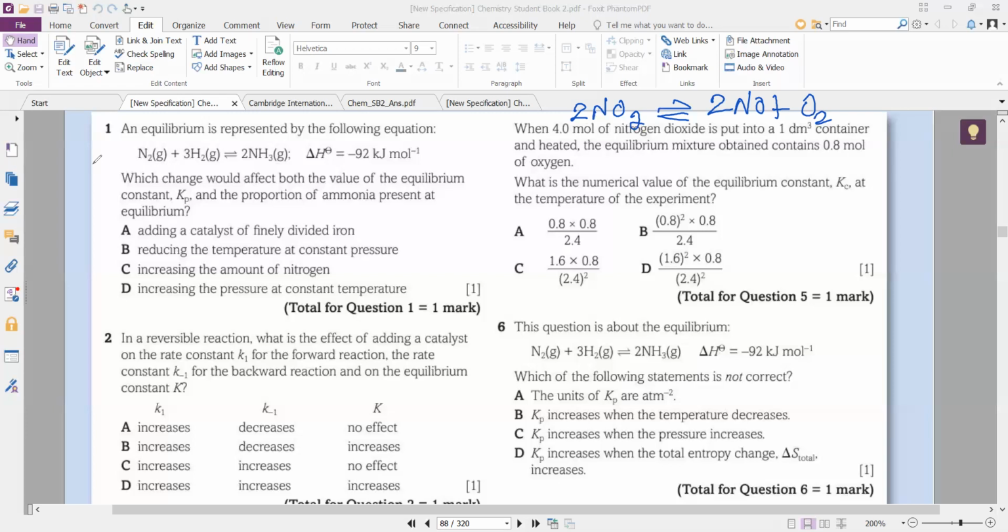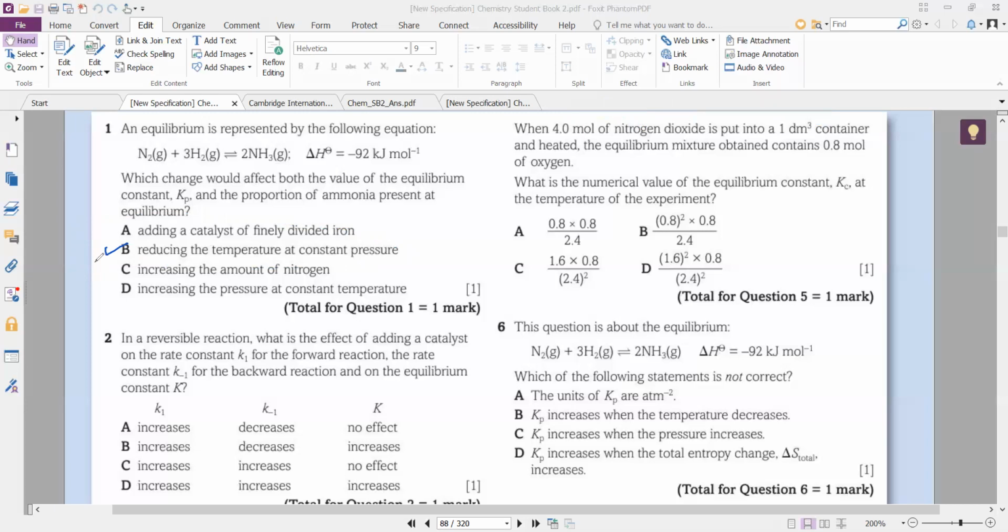Right, time's up. Which change would affect both the value of the equilibrium constant and the proportion of ammonia present at equilibrium? Kp depends only on temperature. So the answer is D. Sorry, B. Only in B there's a change in temperature. Kc and Kp both depend only on temperature.